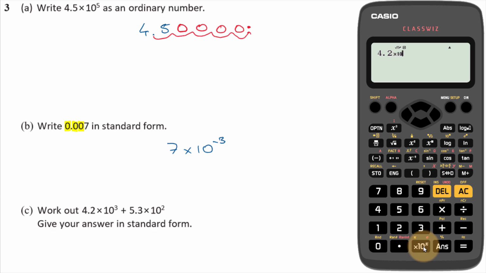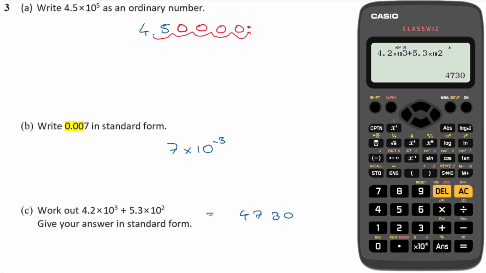So just press that, and then the only other thing you need to put in it is the power, which is 3. Okay, so 4.2 times 10 to the 3 plus 5.3. Type in the mantissa part. Press that button down there, times 10 to the x, and then tap in the power, which is 2. Okay, so what's that equal to?